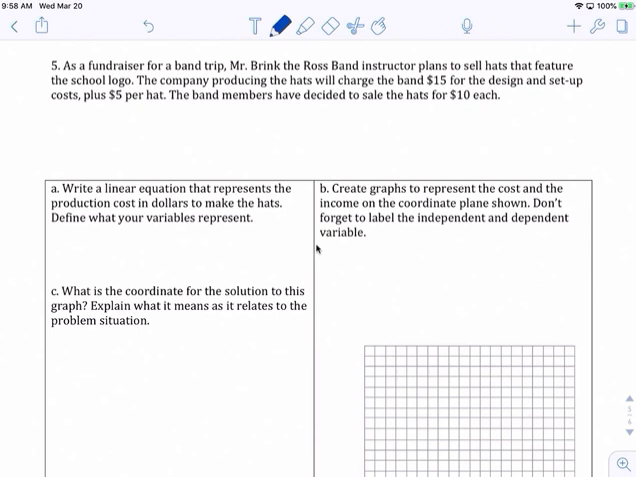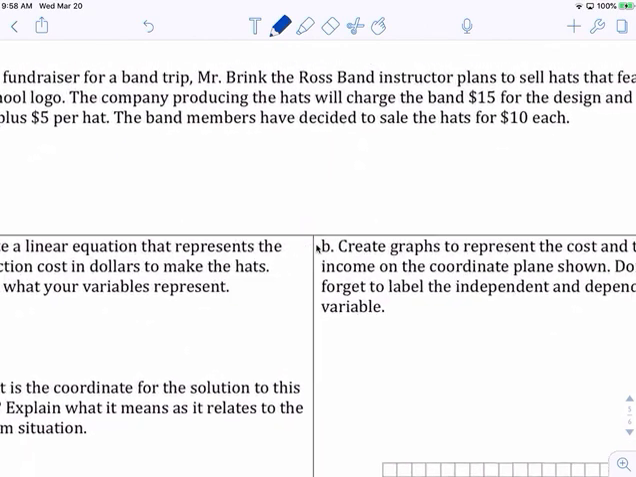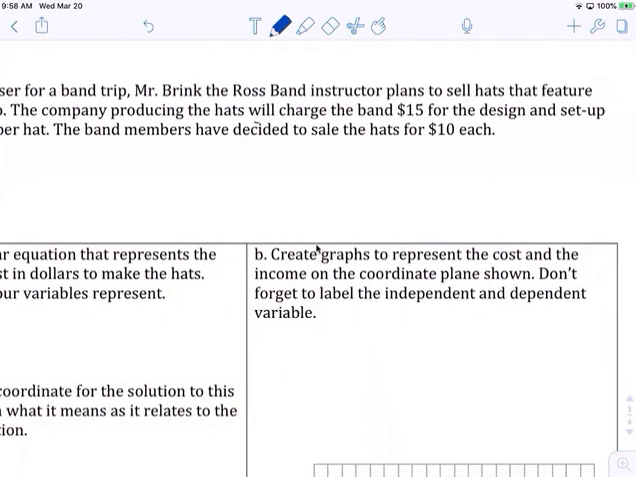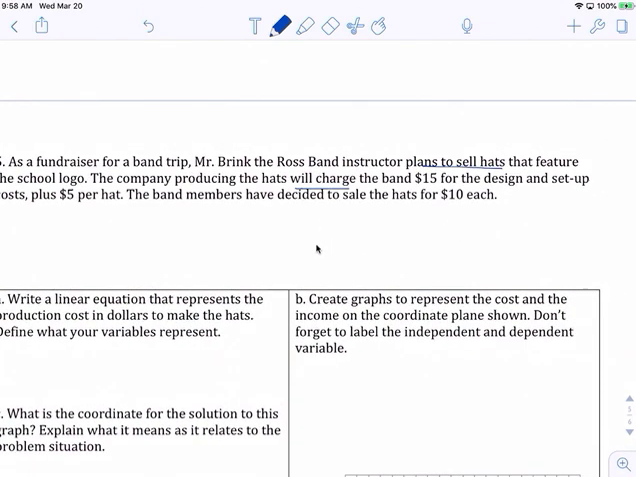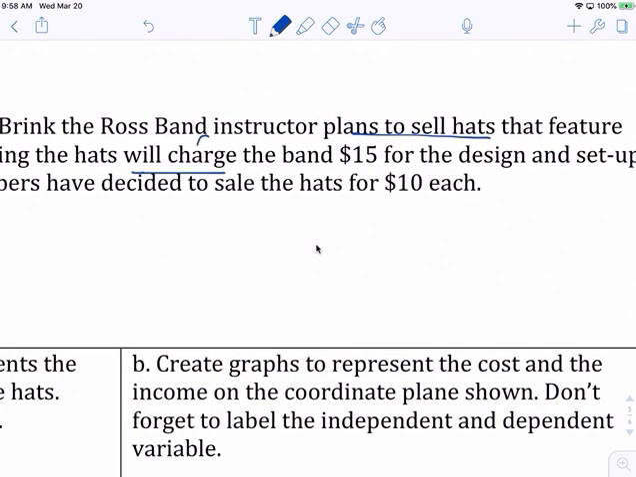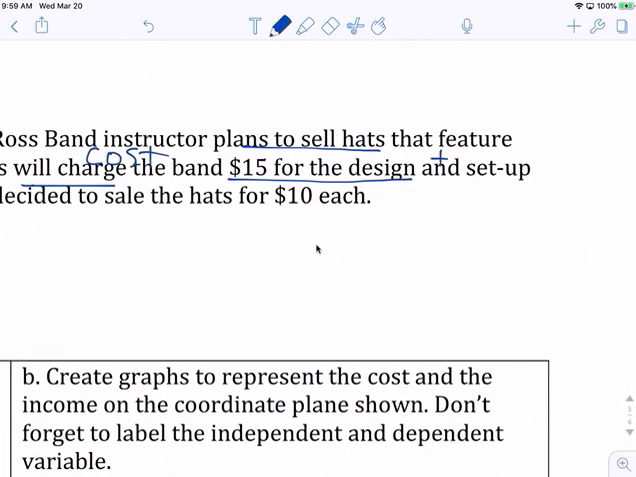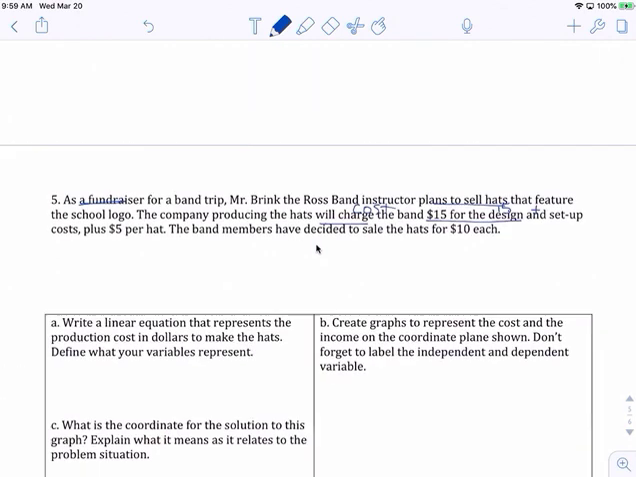Fundraiser for band. Mr. Brinks Ross, band instructor, plans to sell hats that feature his school logo. The company packaging the hat will charge, okay. So they're planning to sell hats, they're doing a fundraiser. So there's a cost and there's an income. The company's hat will charge the band $15 for design and setup costs.